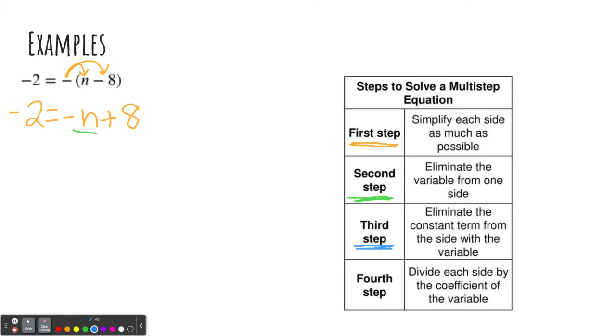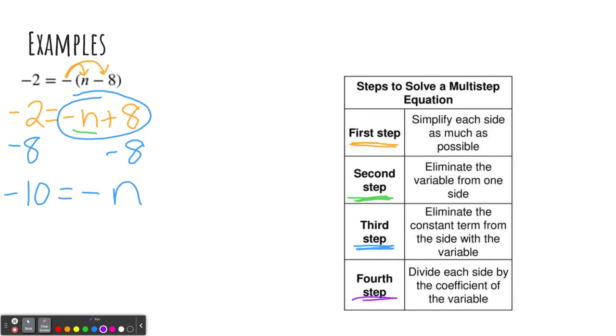Third step is to eliminate the constant term from the side with the variable. That means it wants us to get rid of the number that is on the same side as n. So we're looking at this right side. It wants us to get rid of that plus 8. To get rid of a plus 8, we're going to subtract 8 from both sides. That will leave us with -10 equals negative n.